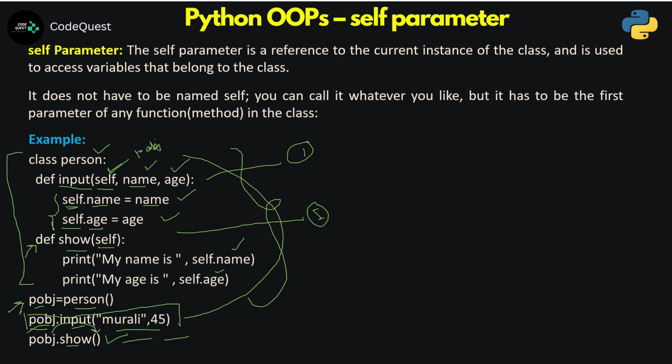So control goes here. Now here I am trying to refer to pobj.name. Already we have set it here, right? pobj.name is how much? Murali. Similarly, pobj.age is set with 45. So now when I am writing self.name, I am taking the same object through which actually we have invoked the input method.